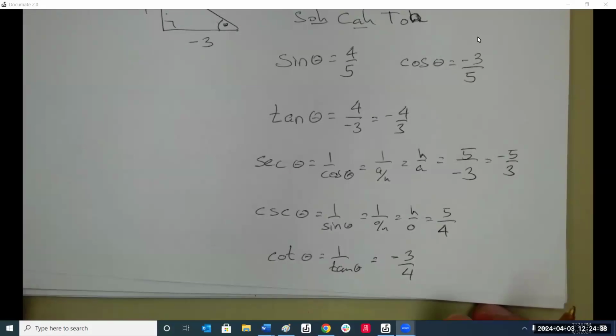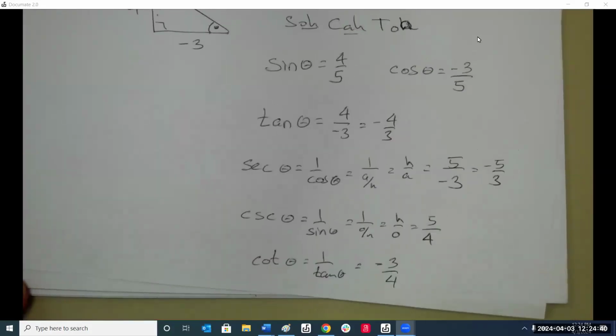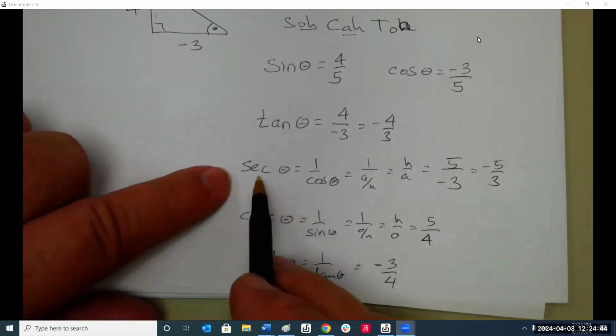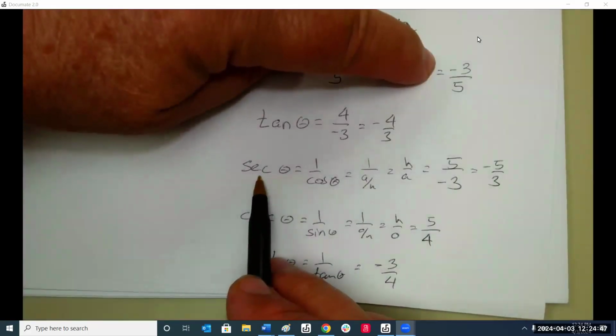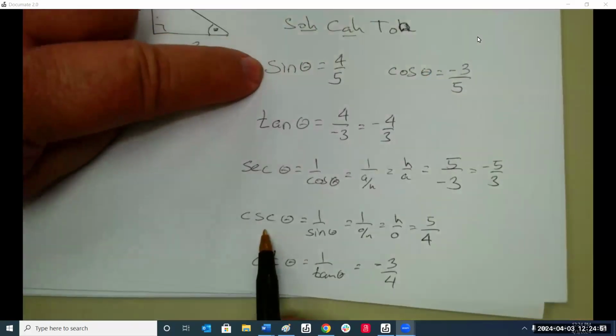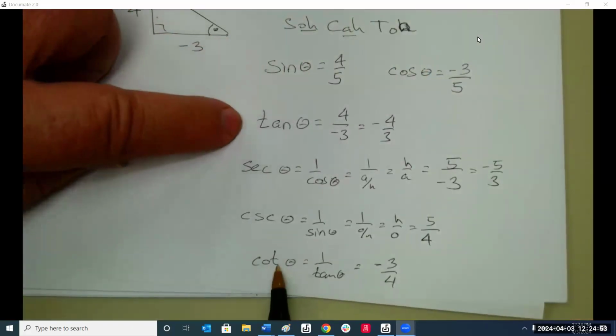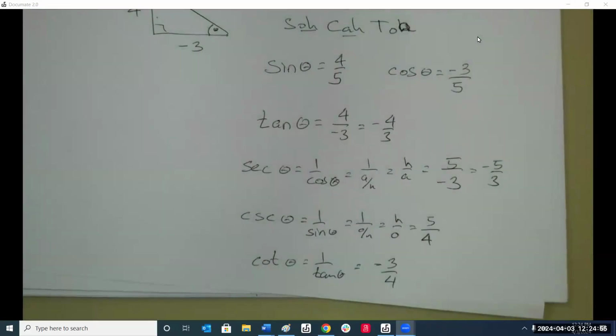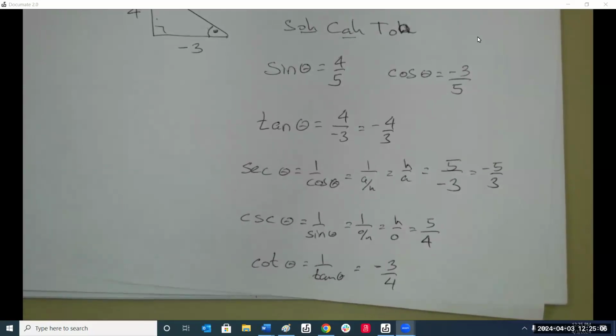Pretty easy. Once you get the numbers, it's just plug and play. Pretty much secant is just a flip of the cosine. Cosecant is a flip of sine. Cotangent is a flip of tangent. All right, so even though we don't have any degrees given there, we know what the numbers are. We can figure those out. Any questions?